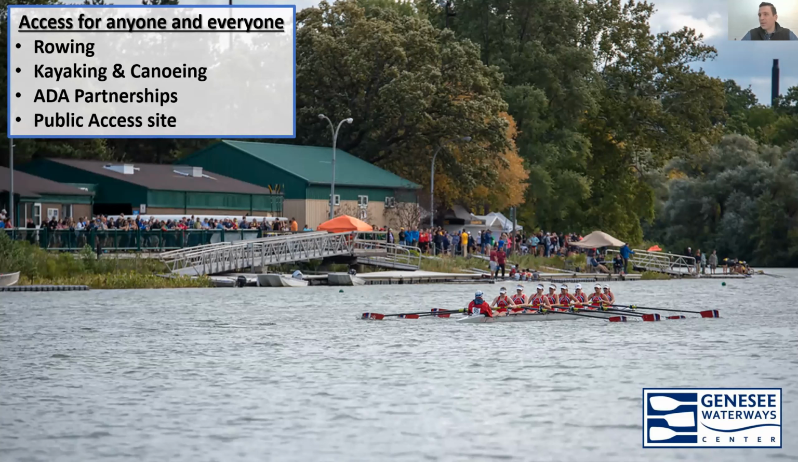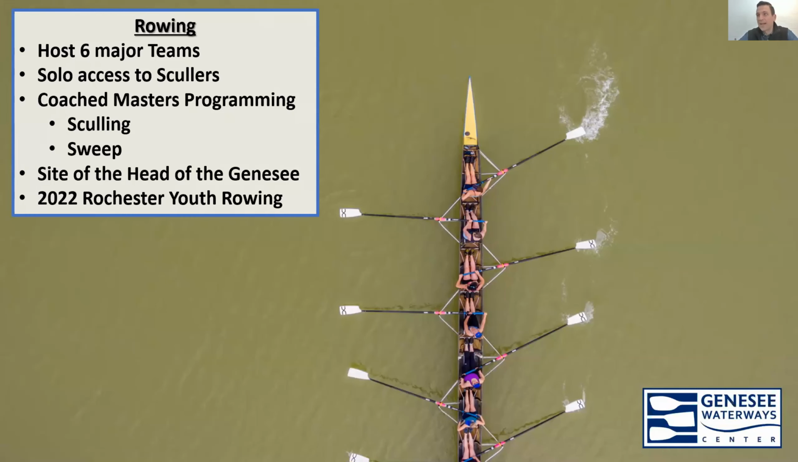A little bit about rowing. We play host to a bunch of different teams, 6 major teams, high schools and colleges alike. We house a whole bunch of single scullers. That's the smaller boats with 2 oars. What you see here is sweep. That's a bigger team effort, 1 oar each. We also have some coach masters programming that we set up during the year.